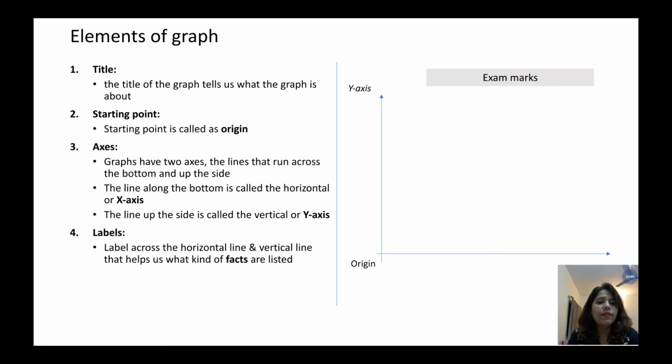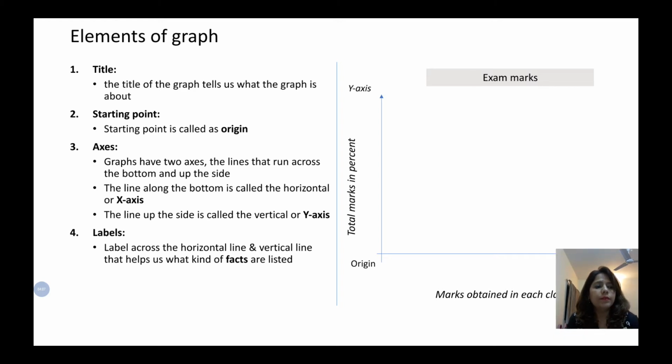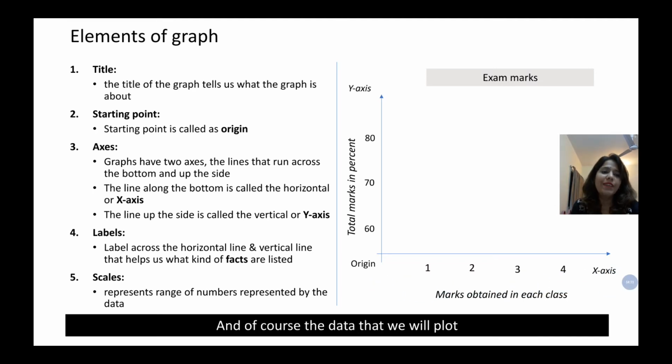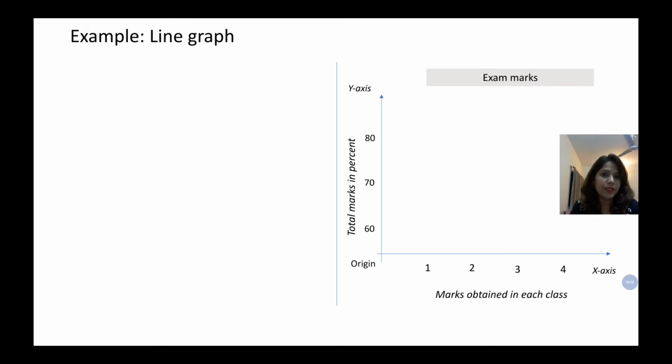Then we have to put the labels for what we are plotting on the x-axis and what we are plotting on the y-axis. Over here, we are plotting the class in which marks were obtained on the x-axis and the marks percentage on the y-axis. The next step is that we should have scales. The scales are mentioned here now. And the next step is definitely that we will be plotting the graph. Now let's see how we will plot it.